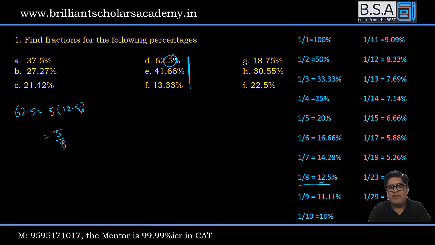Now another way to think would be the complement method. Can I say 62.5% feels to be 100% minus 37.5? What is 100%? 1 by 1. What is 37.5? 3 by 8. So cross multiply, and you have 5 by 8.